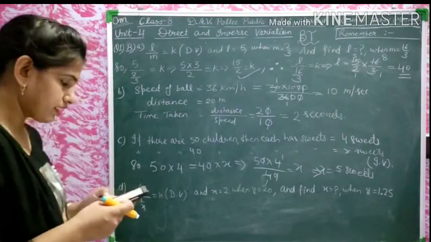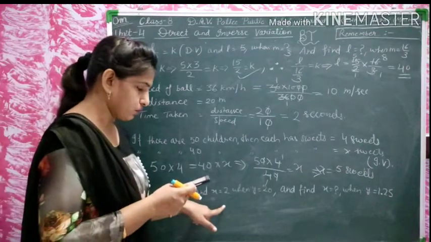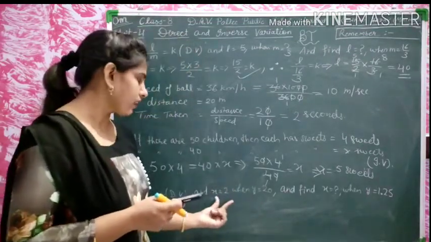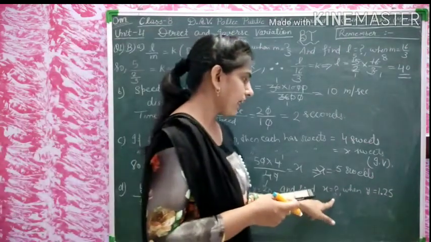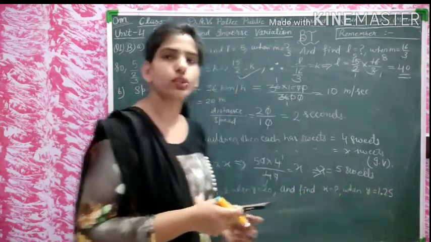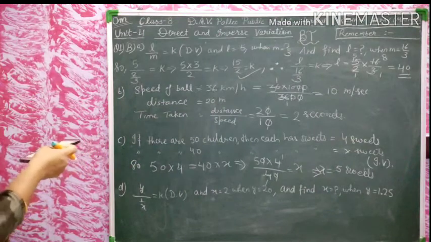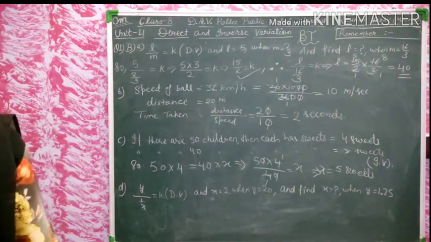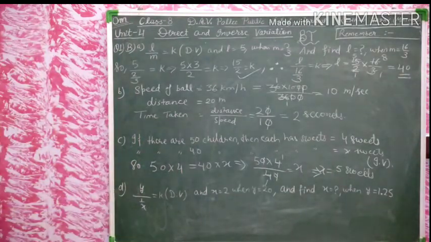Now students, you see that it is given that x is equal to 2 when y is equal to 20. And we have to find the value of x when y is equal to this value. So we see here that there is direct variation. Write down these questions, students.